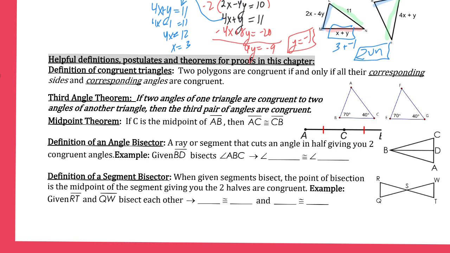Another one would be the midpoint theorem. If C is a midpoint of AB, the result is AC is congruent to CB by the midpoint theorem. Okay, so that's what you'd put.